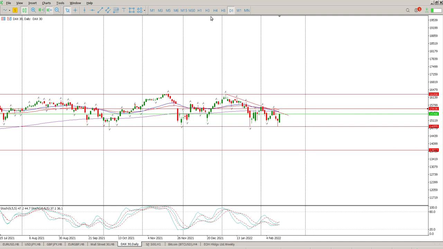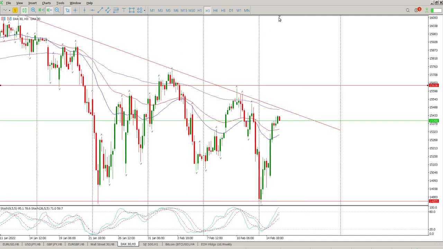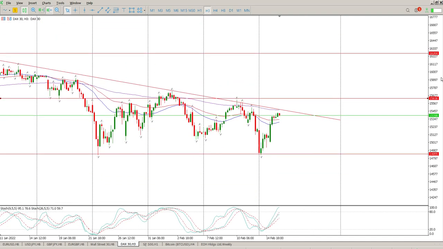This move yesterday was just based on some noise coming out of Russia that the Russians were moving troops away from the Ukraine border, and obviously everybody responded, and then the Western politicians started jumping on the bandwagon, saying they don't see any evidence of that move, and the move came to a standstill. So at the moment, still in a downtrend, although we've had a nice solid move up.